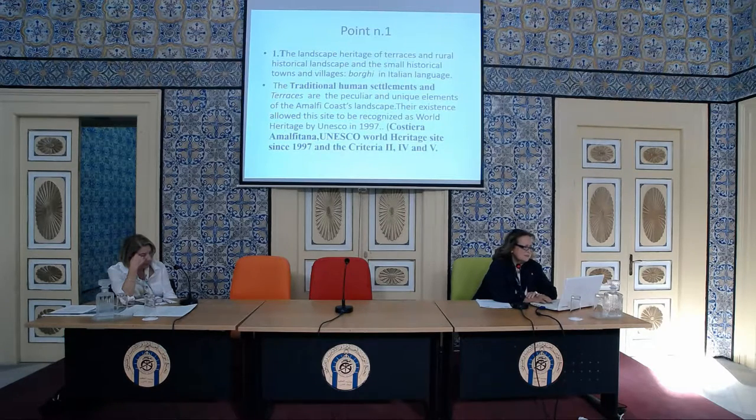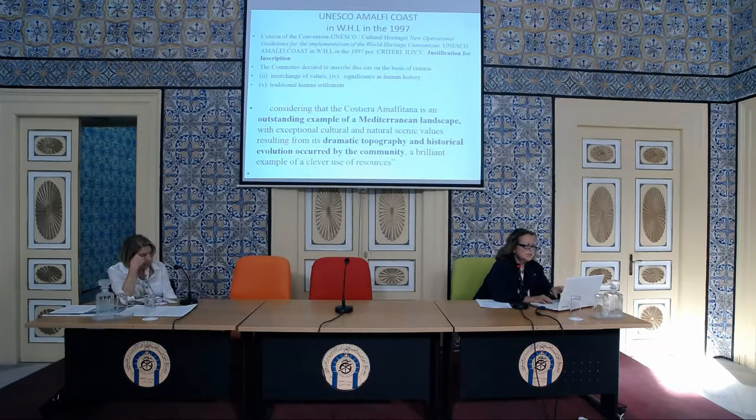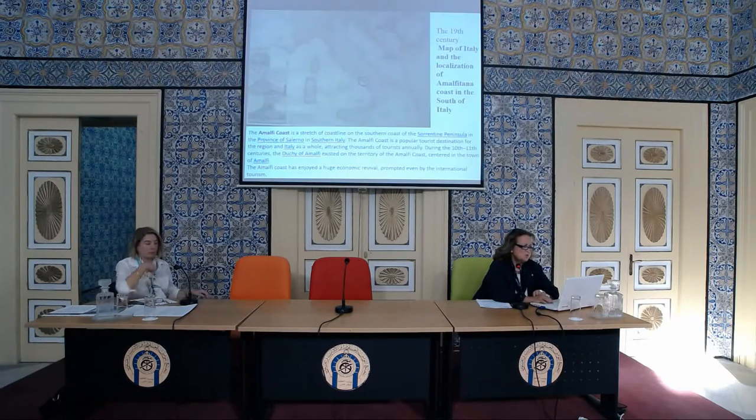Point one, traditional human settlement and for the criteria, this is the small village. The Amalfi Coast, this is the convention, and this is considered in description, the justification, is an outstanding example of a Mediterranean landscape with exceptional cultural and natural scenic value resulting from its dramatic topography and historical evolution occurred by the community, a brilliant example of a clever use of resources.